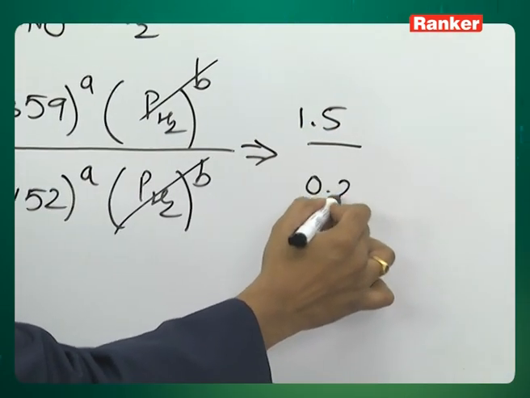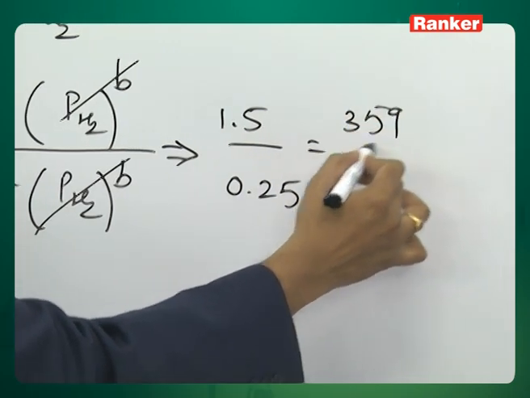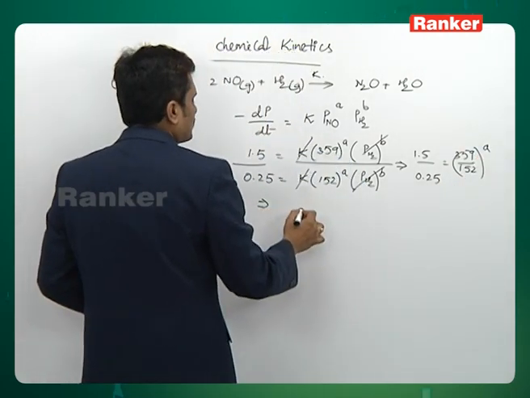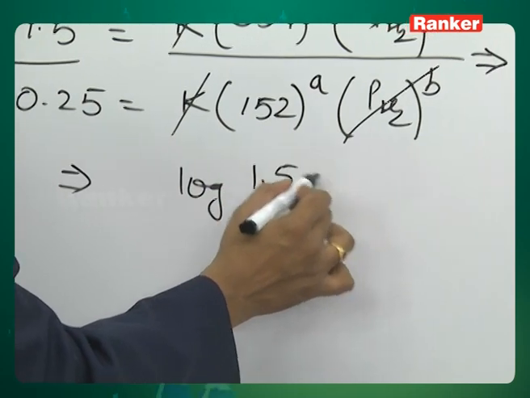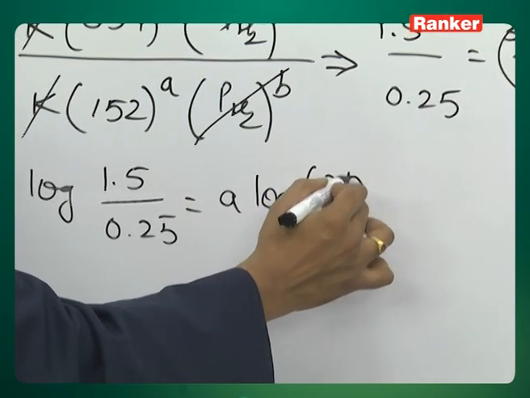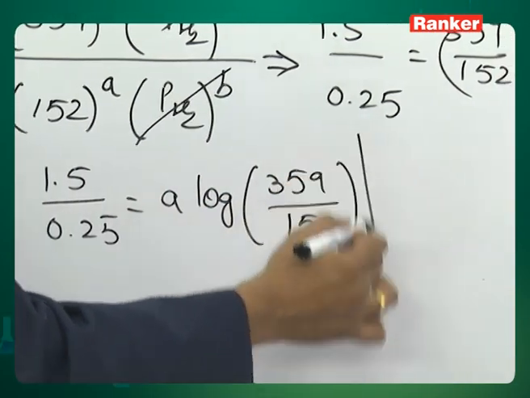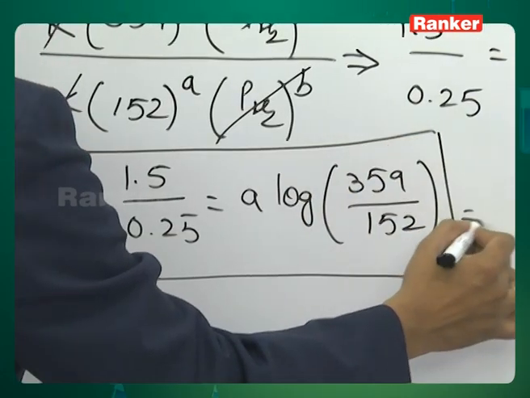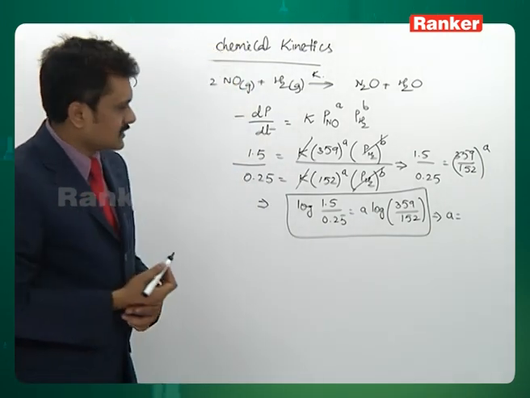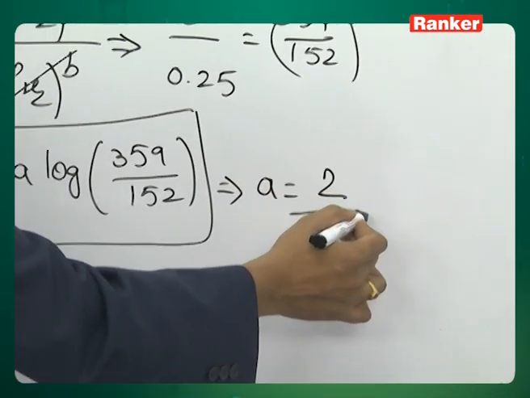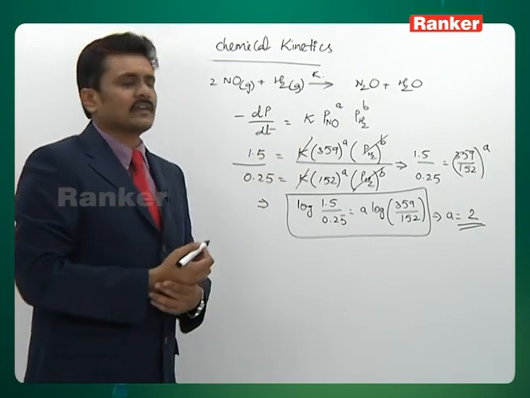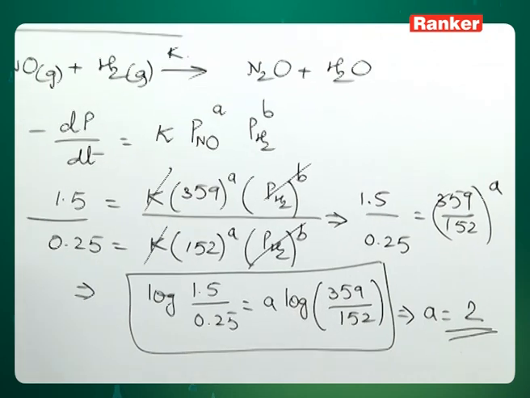We know that 1.5 upon 0.25 is equal to 359 by 152 whole power A. Now during the simplification, when I apply logarithm, you can see log of 1.5 by 0.25 is equal to A times log of 359 upon 152. So this will fetch you the value of A upon simplification. Here when you simplify this, you are going to get the value of A as 2. Now we made use of the data related to NO to find the order of the reaction with respect to NO.